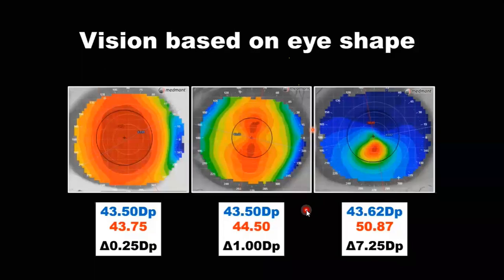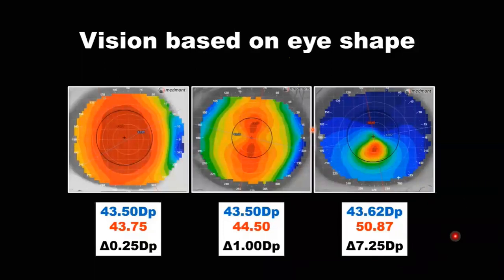So one of the great uses of the topography map is that just by seeing the corneal topography map, you can tell what kind of vision rehabilitation would be suitable for that patient. A cornea like this would be very suitable for spectacles or contact lenses, soft contact lenses, if they want to go for contact lenses. But a cornea like this might not have good vision with spectacles and soft contact lenses.